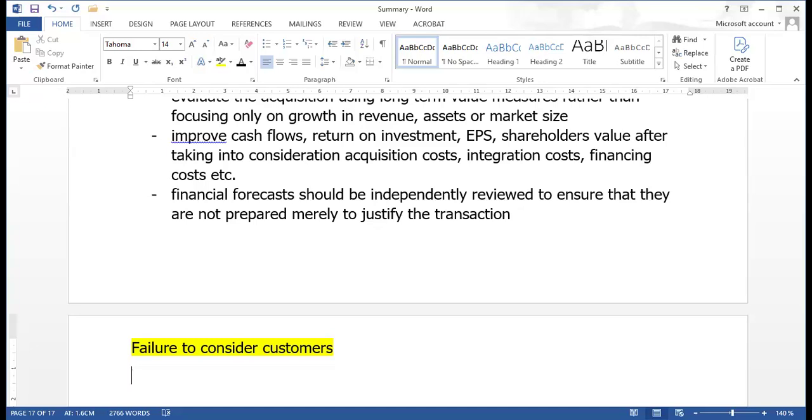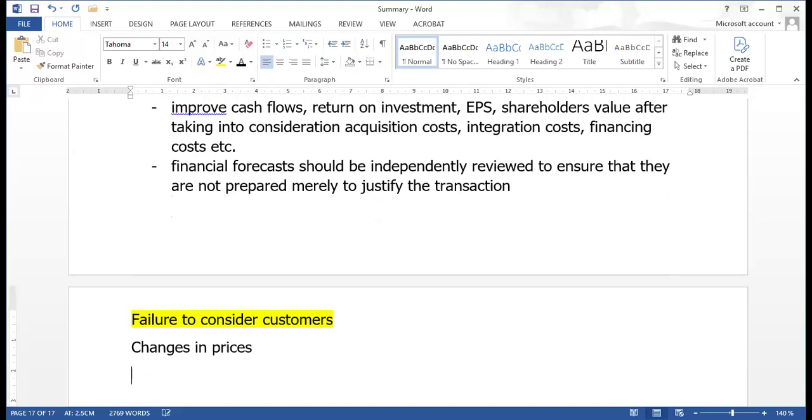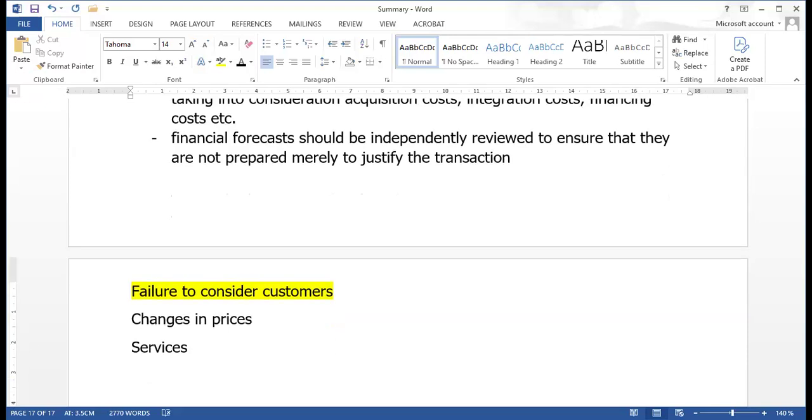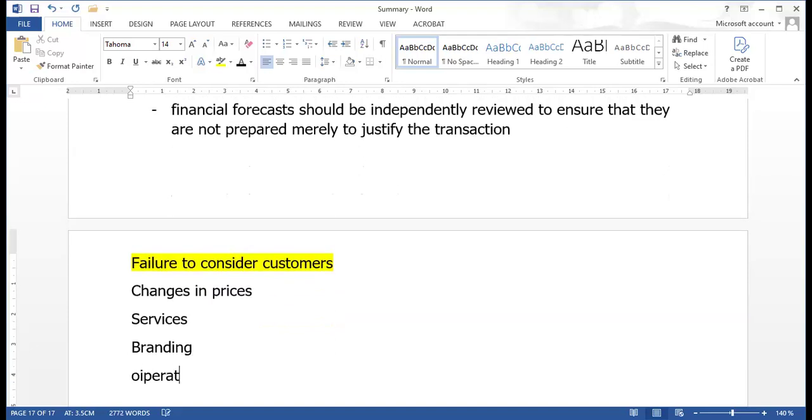Now, what will happen is that whenever there is acquisition, probably there will be slight changes in prices. There are changes in prices. Changes in what? Changes in prices. There could be issues around services, changes in the service, how you're offering your service, the branding, the operating procedures. Whenever there is acquisition, there are those things.